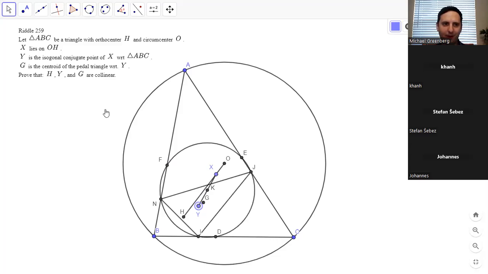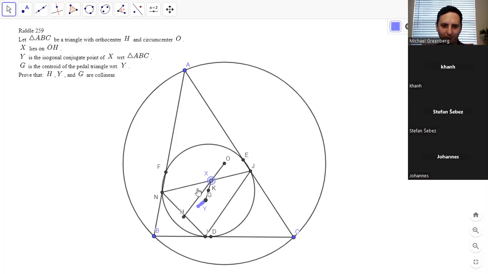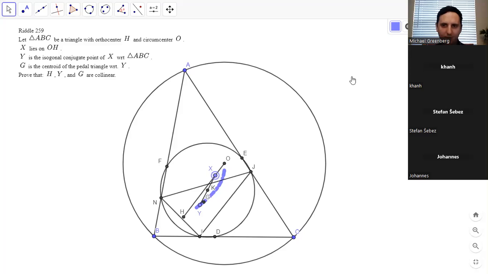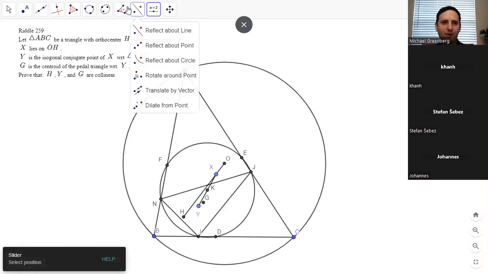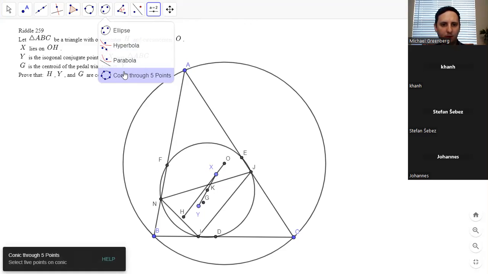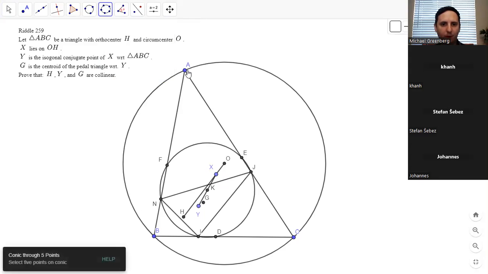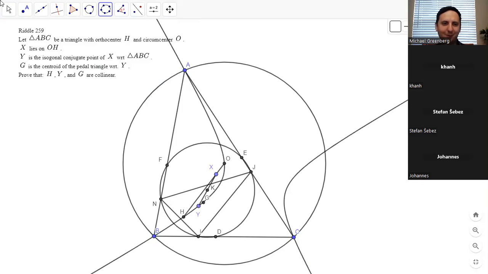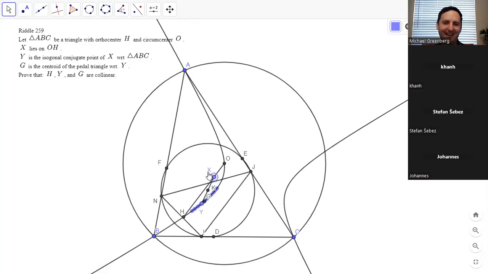So let's see what the Jerabek hyperbola looks like. I'll move X around and then Y. You should use a conic tool in GeoGebra. There should also be a tool for the locus now. You could use the conic tool: conic through 5 points, and you take A, B, C, O, and H. Okay. Ah, that's cool. Interesting.